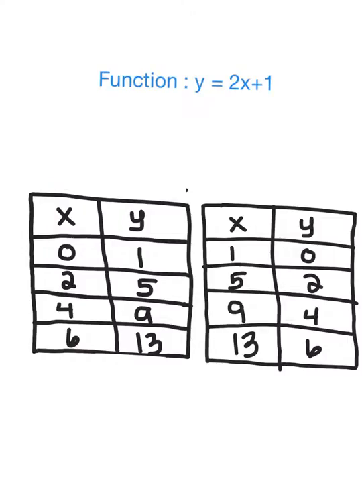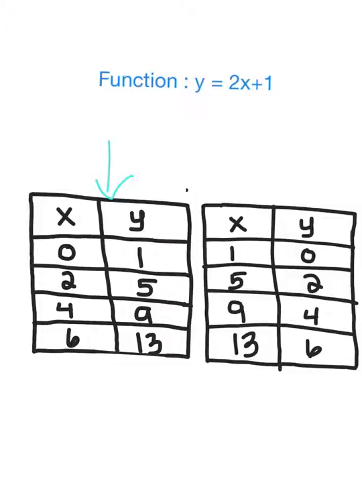So now we're going to do a real problem with functions and data tables for the x and y axes. So our function is y equals 2x plus 1. So our x's for this problem on this table are going to be 0, 2, 4, and 6.